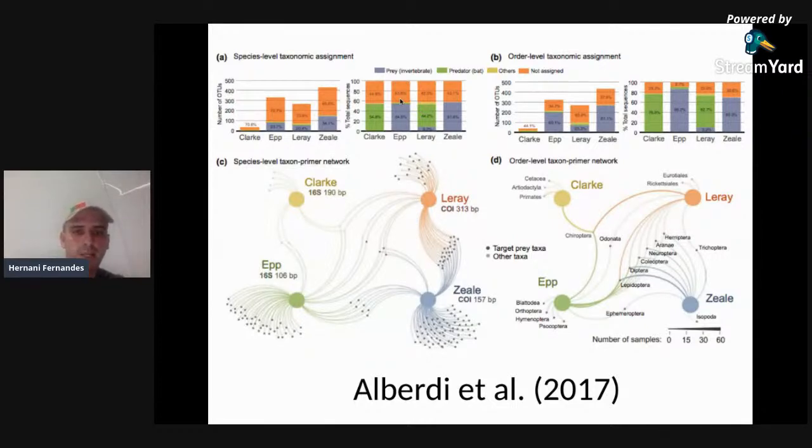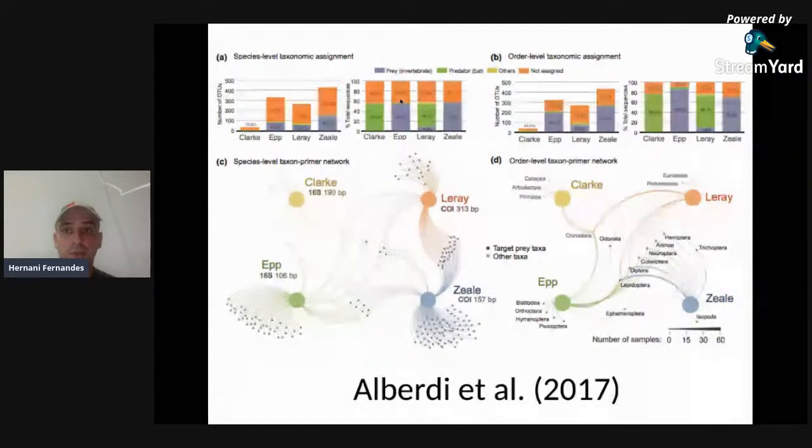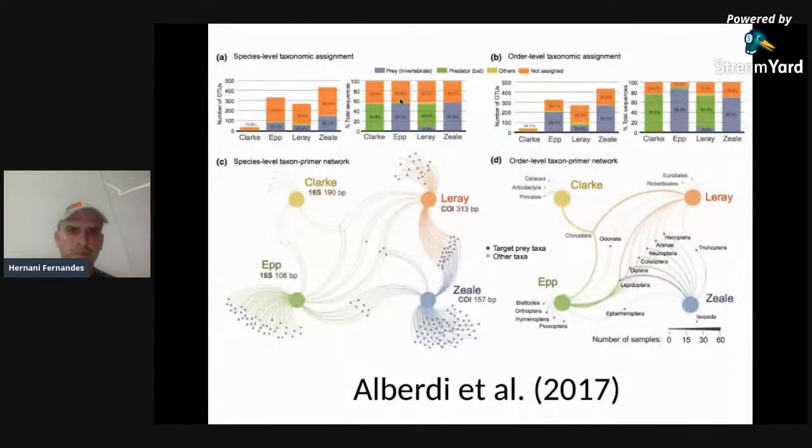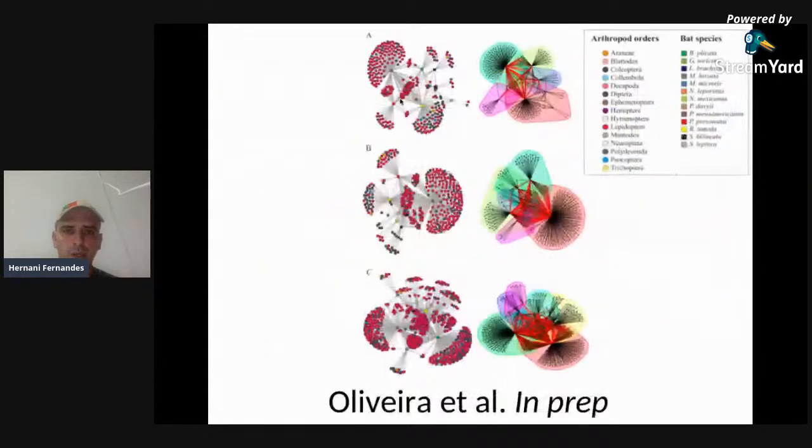There's a study from Alberdi from 2017 that has shown that if you use different primers, you will also be describing different species within these networks or these genetic pools of DNA, which can also lead to different perceptions of the networks.